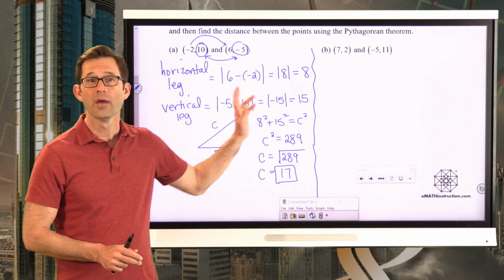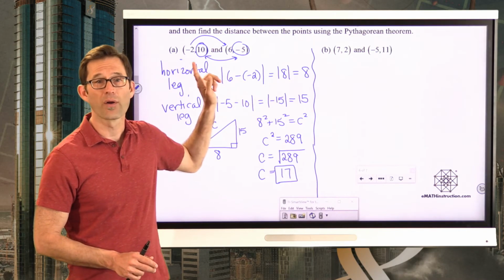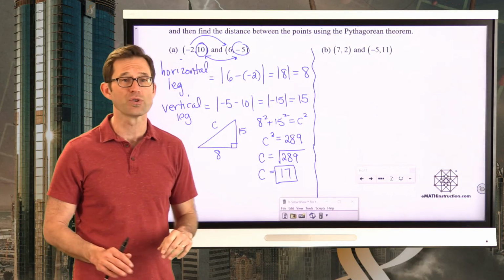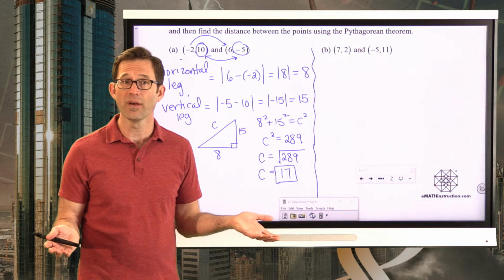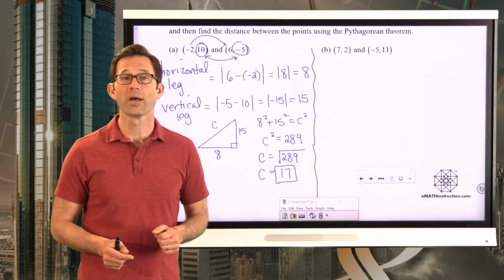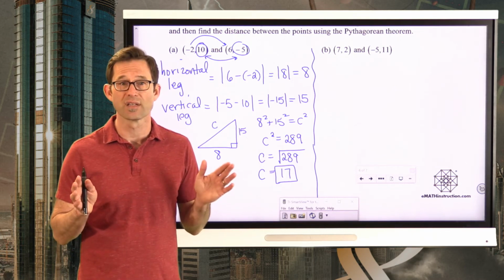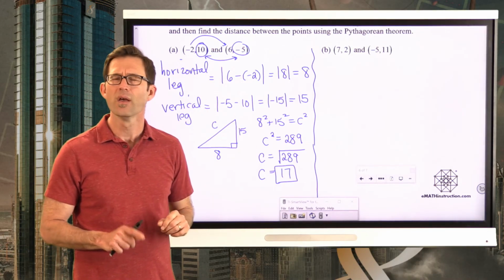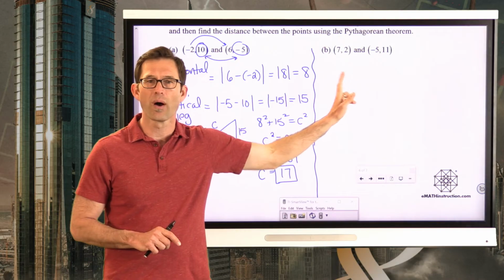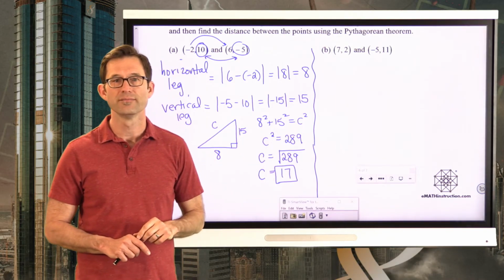Just keep in mind, right, the horizontal leg is how far the two x coordinates are away from each other, which you can always find by subtracting. And if that subtraction is negative as a result, turn it positive, because distance is positive numbers. Likewise with the y's giving you the vertical leg. See if you can do this in the last problem of the day in letter B.